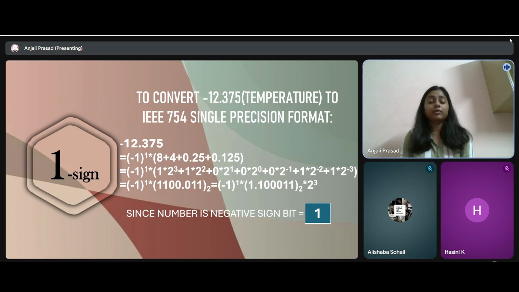I am doing set 1 question number 1, and my first objective was to convert -12.375, which was given as temperature in the question, to IEEE 754 single precision format that contains 32 bits.